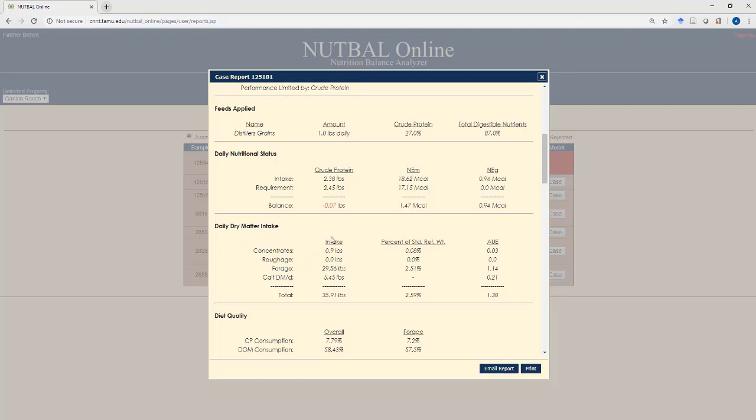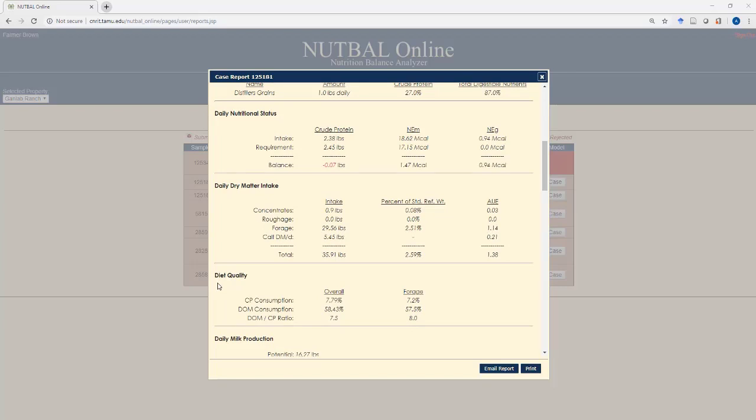So dry matter intake is going to be described as actual pounds, as a percent of your animal's standard reference weight, as well as an animal unit equivalent. And an AUE, or animal unit equivalent, is just a standardized descriptor of intake. So an AUE of 1 is equal to 26 pounds of dry matter intake, or a 1,000 pound cow consuming 2.6% of its body weight.